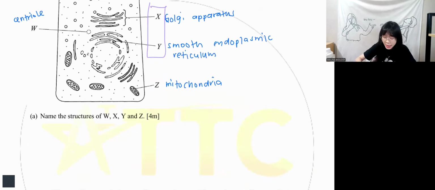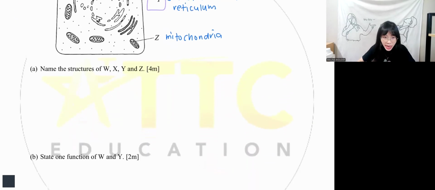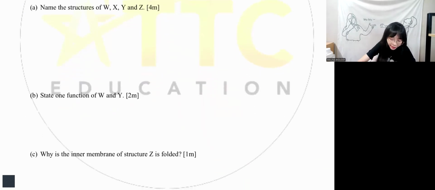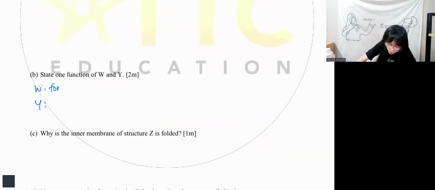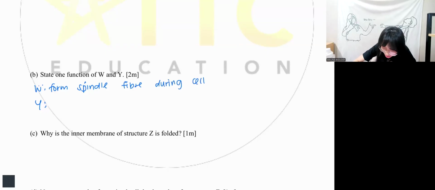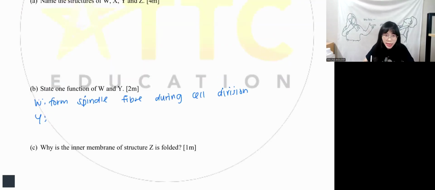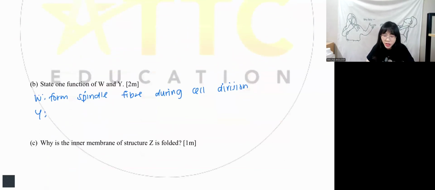Okay, assuming that this is Y, guys. Okay, now done already. Next we have B. What is the function of X and Y? Oh, sorry, not X, W and Y. Later we will do the relationship with the Golgi Apparatus, okay? W and Y. W is your centrioles. Centrioles is to form spindle fiber, correct? Form spindle fiber during cell division. Okay, next we have Y. Y is a smooth ER. What is the function of smooth ER?